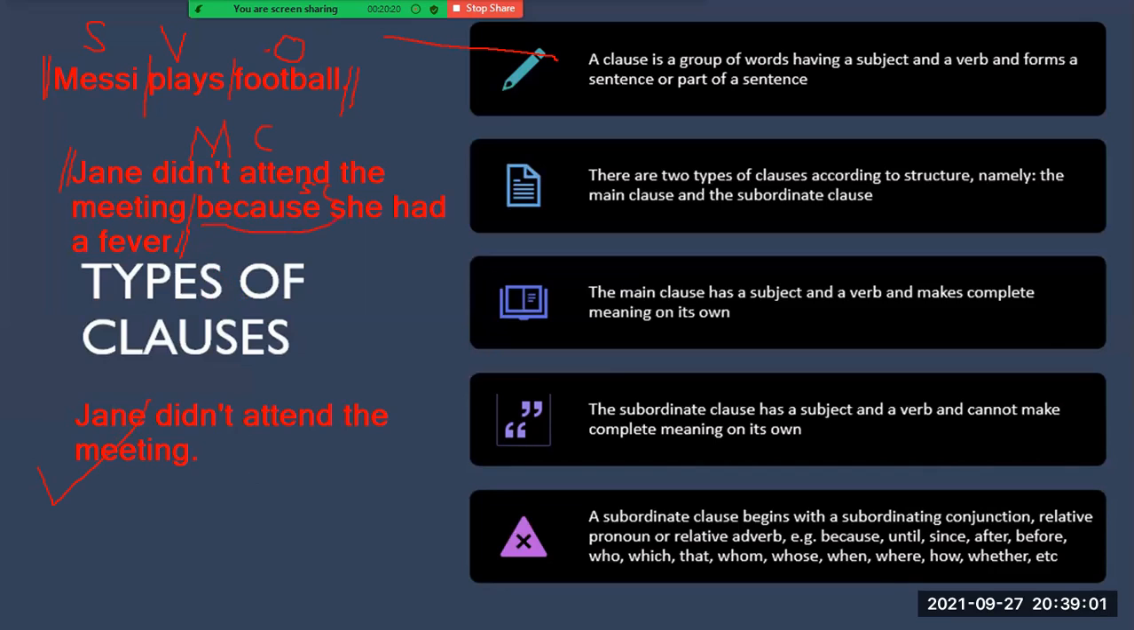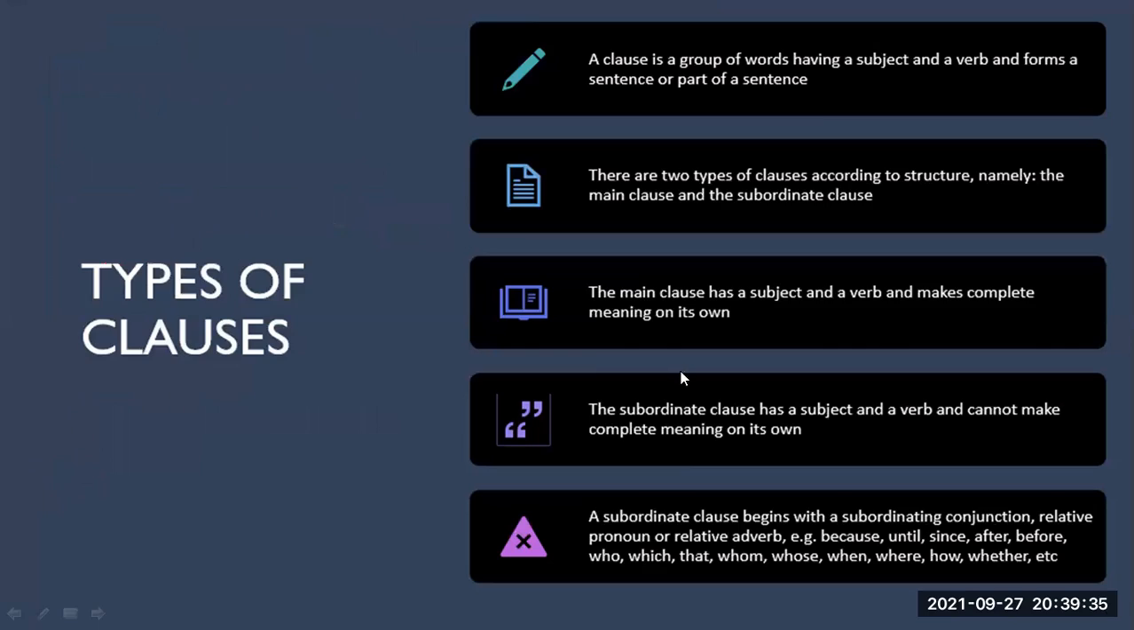So this main clause forms a sentence. Now, this second one, which is because she had a fever, cannot form a sentence. If we remove the first part and we write, because she had a fever, this doesn't make complete meaning. So that's exactly what we mean, all right?